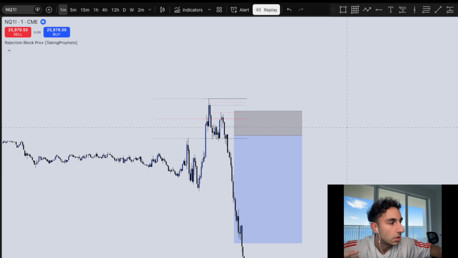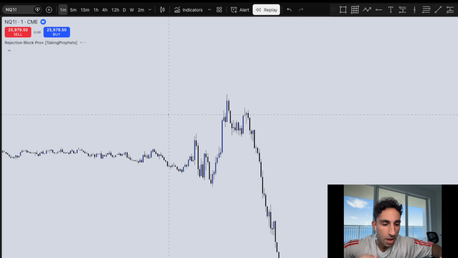but you can also use them to identify consolidation. If you see rejection blocks on both sides of the market forming frequently, you can assume that we're going to get stuck in a range or a consolidation. So you could either not trade it or trade it accordingly. So that's pretty much all I have for you guys on rejection blocks.